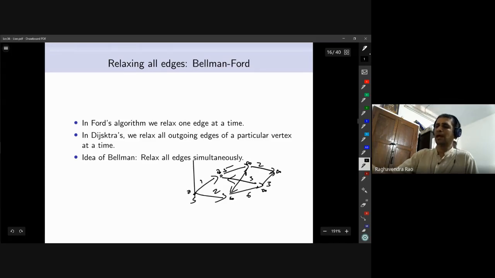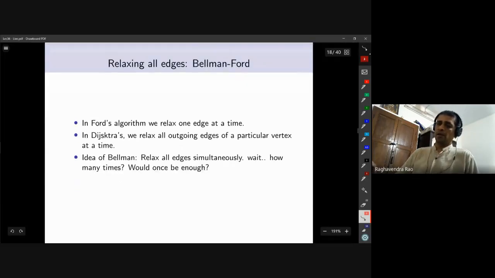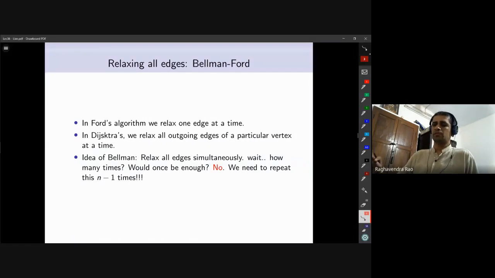So you apply relax once. The only vertices that will get affected will be the immediate out neighbors of S, but you would have applied relax on all edges. Then again apply relax on all edges. Then the out neighbors of these, which already got updated, will get updated, and so on. What Bellman observed is that if you do it n minus 1 times, this is enough.